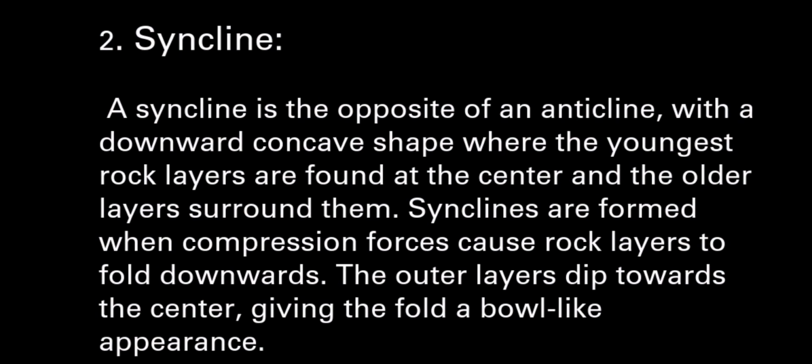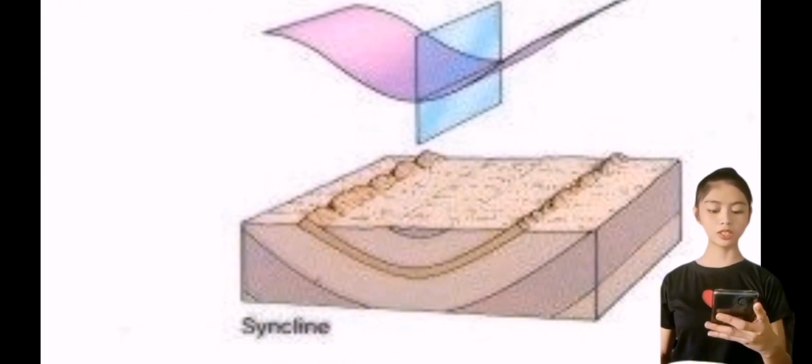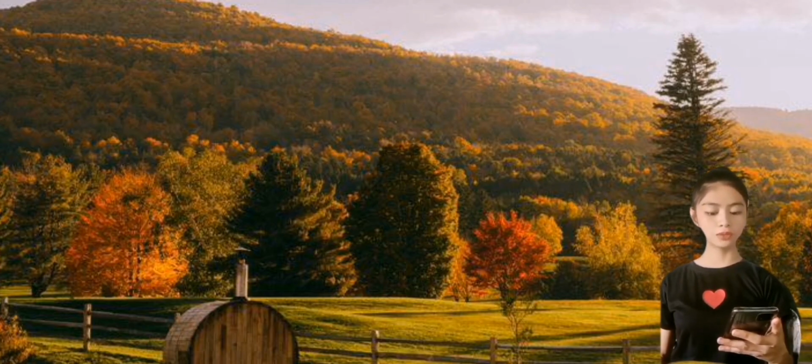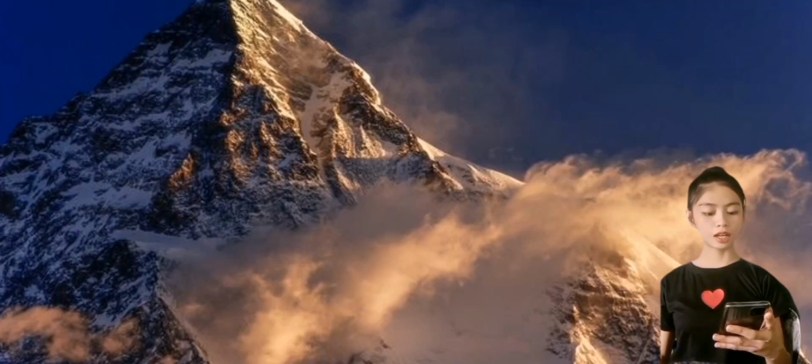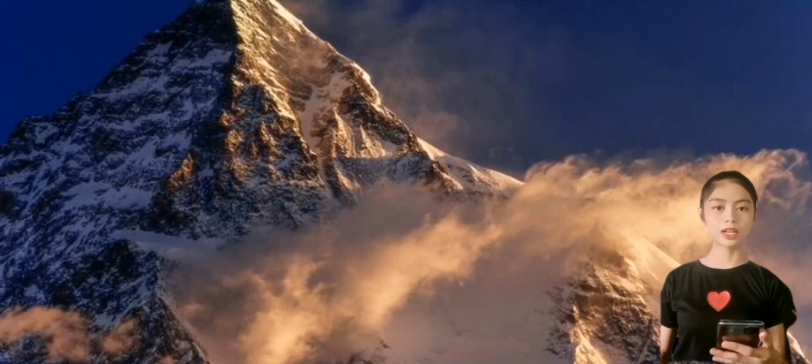Syncline. Definition. A syncline is the opposite of the anticline, with a downward concave shape where the youngest rock layers are at the center and the oldest layers are around them. Formation. Synclines are formed when a compression force causes rock layers to fold downward. The outer layers dip toward the center, giving the fold a bowl-like appearance. Example, the Castle Mountain in New York, USA, and the Karakoram Range in Pakistan.